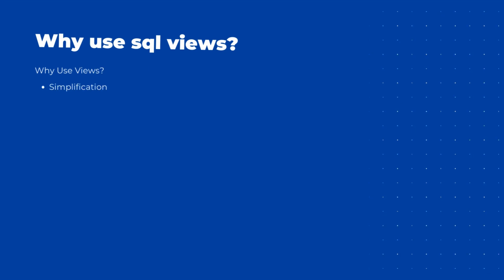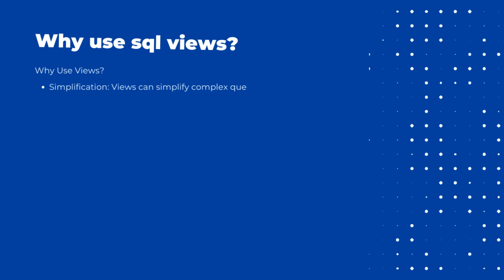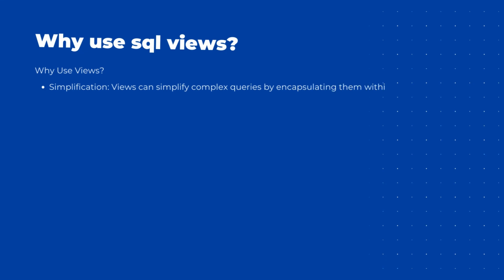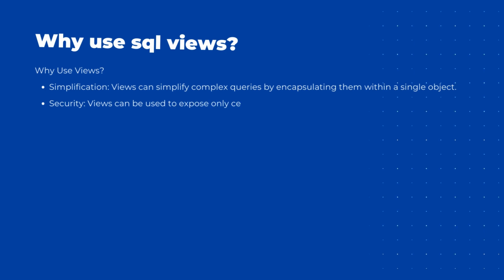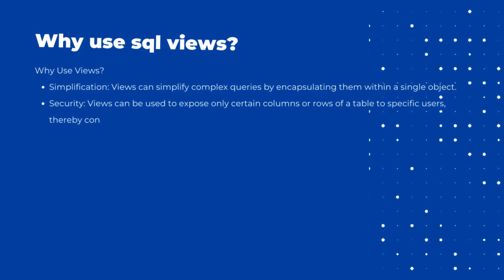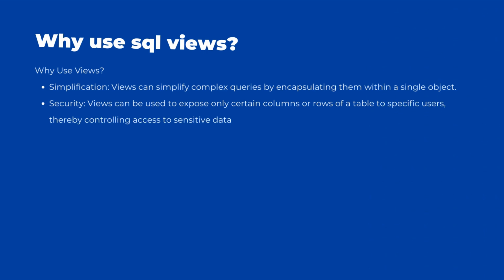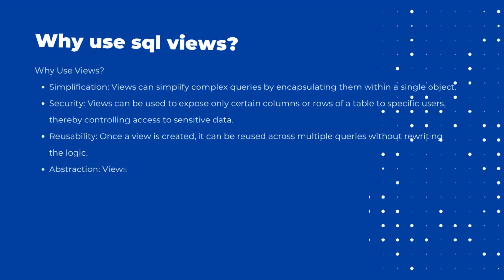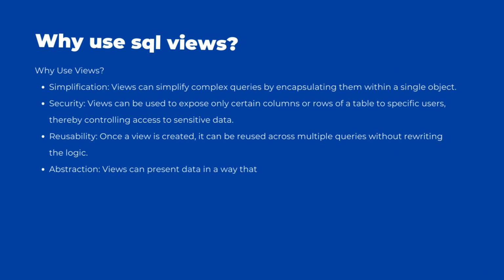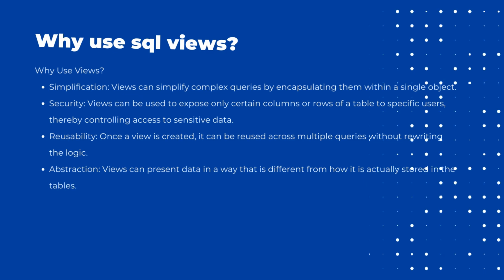Why use views? 1. Simplification: views can simplify complex queries by encapsulating them within a single object. 2. Security: views can be used to expose only certain columns or rows of a table to specific users, thereby controlling access to sensitive data. 3. Reusability: once a view is created, it can be reused across multiple queries without rewriting the logic. 4. Abstraction: views can present data in a way that is different from how it is actually stored in the tables.